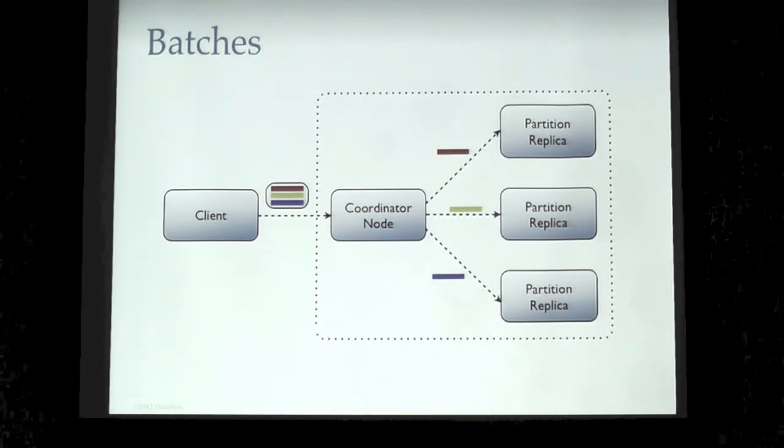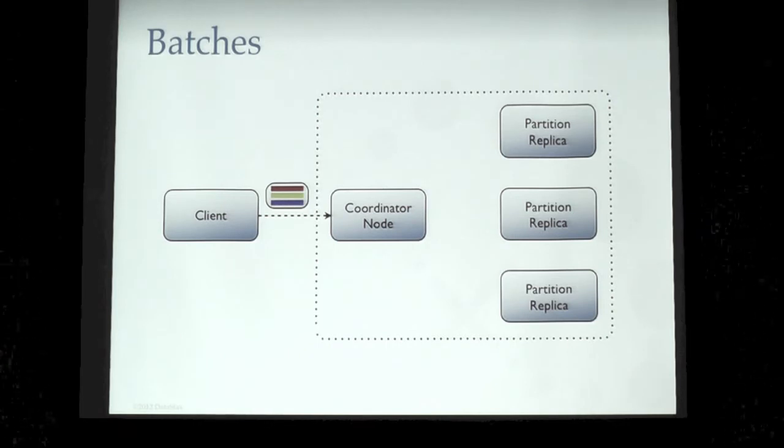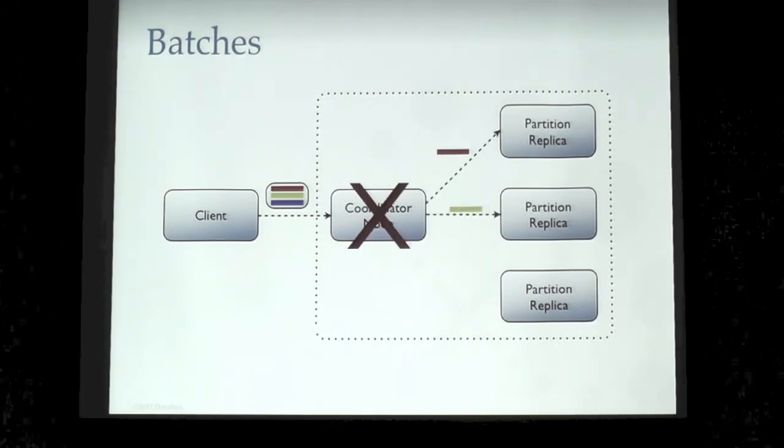So this works great, except that there is a corner case that's problematic. And that is, what happens if the coordinator dies after it starts writing the rows, but before it finishes. So in this case, it's written out the red and yellow rows, but not the blue. So I have a partially complete batch.